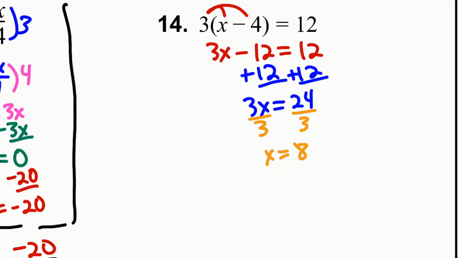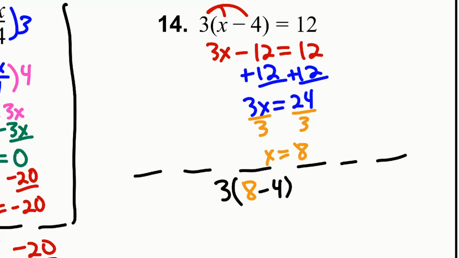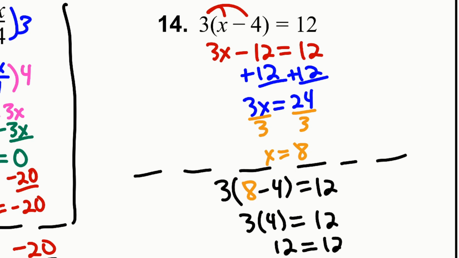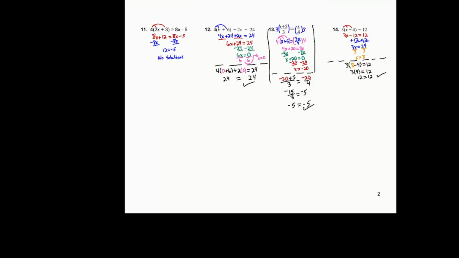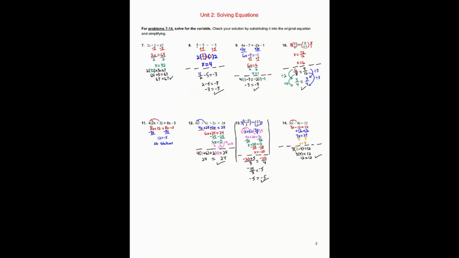So I'm going to plug that back into the original equation. So I have 3 times the quantity, 8 minus 4 equals 12. Well, 8 minus 4, that's 4. So we have 3 times 4 equals 12. 3 times 4, that's 12, equals 12. It checks. All right. That is page 2 done.